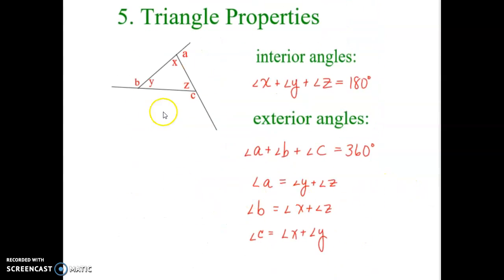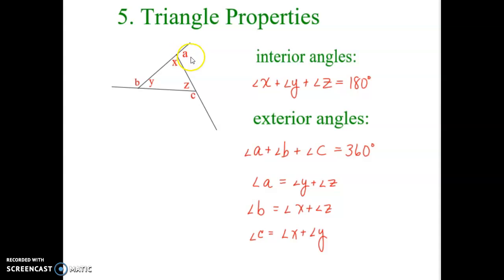Continuing with triangle properties, so I mentioned earlier, inside of a triangle, X, Y, Z, those 3 angles there, they always add up to 180 degrees. If I were to extend the sides of my triangle, what I've done is I've formed 3 new angles. These are called exterior angles, and they have a property such that angle A plus B plus C, my 3 exteriors, will always equal 360 degrees.